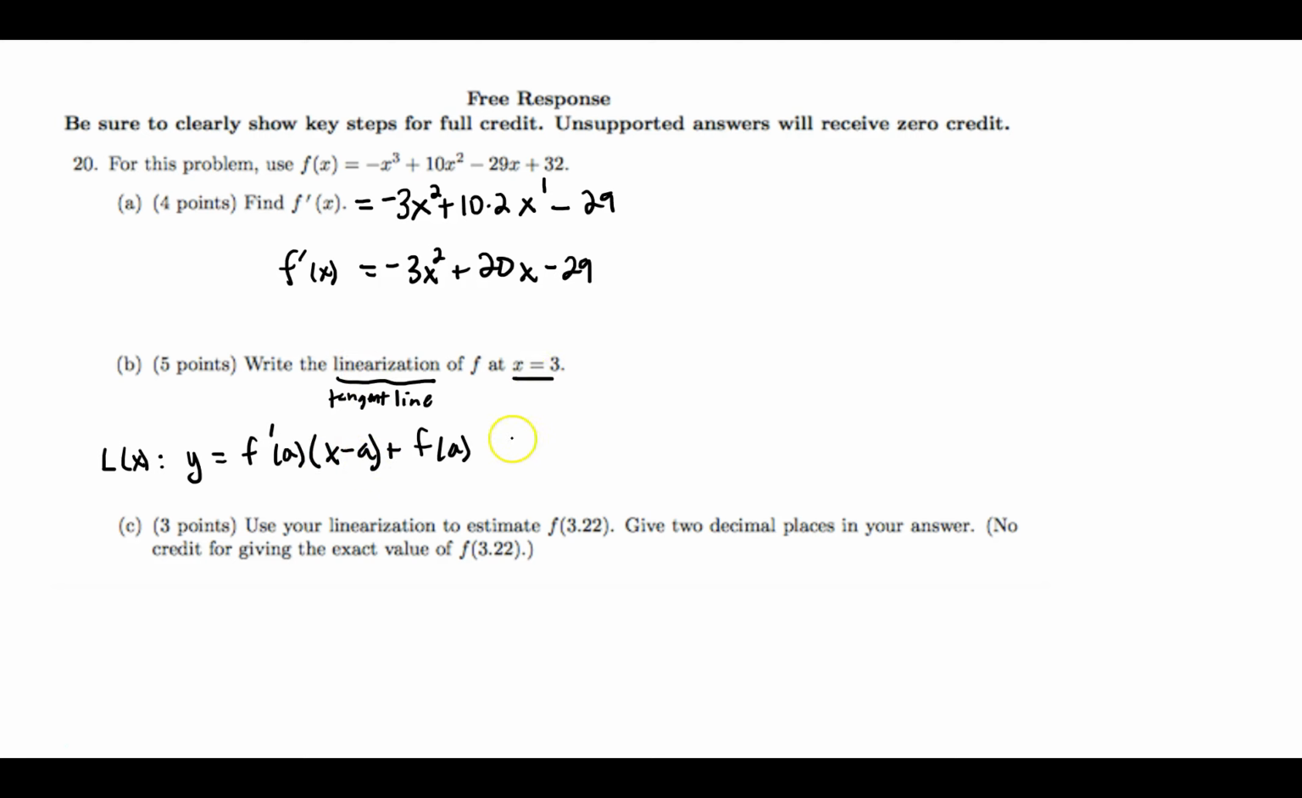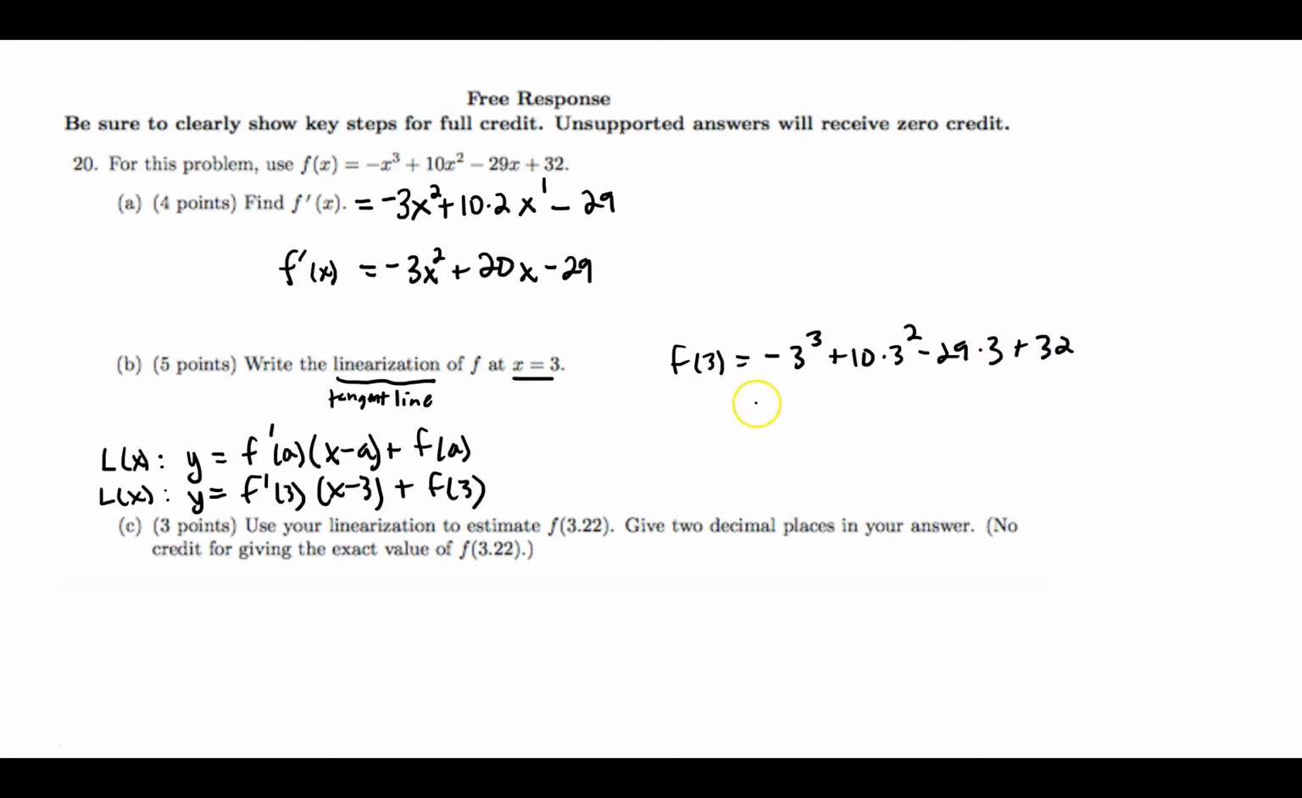x equals 3, there's your a value. And so we'll do the derivative at 3 multiplied by x minus 3 and add on f of 3, and y equals that will be your linearization. So what is the derivative? What is the function at 3? f of 3 is the opposite of 3 cubed plus 10 times 3 squared minus 29 times 3 plus 32.